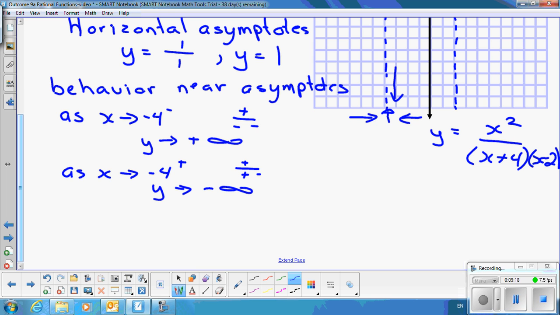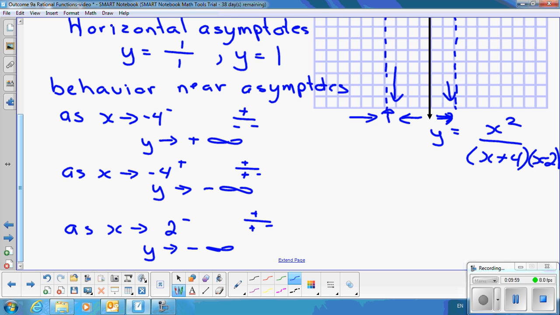Now we can look at this next asymptote and look at what happens as we get close to it from the negative side. So as x approaches +2 from the negative side, what happens to y? Picking a value that's close to +2, so maybe 1.9, the numerator would be positive. The denominator, 1.9 plus 4, is positive. 1.9 minus 2 will be negative, and so y will approach negative infinity. So as we approach this asymptote from the left, we are going to approach negative infinity.